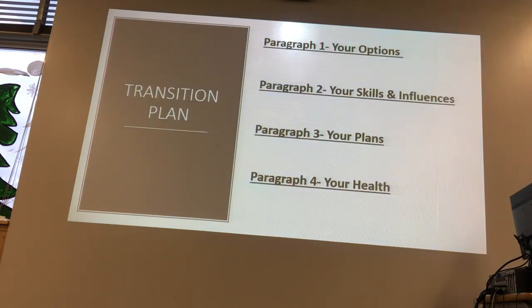One page, four paragraphs. That's not intimidating, right? Paragraph one, what are the options and ideas that you have? Paragraph two, what are your personal skills and the things that have influenced you to consider those options and ideas? Paragraph three, what are your plans for the first year after high school? So right now, what's the ideal plan for you? Okay, knowing that that might change. Paragraph four talks about health goals. What are the health goals you have for stress, for fitness, for nutrition?